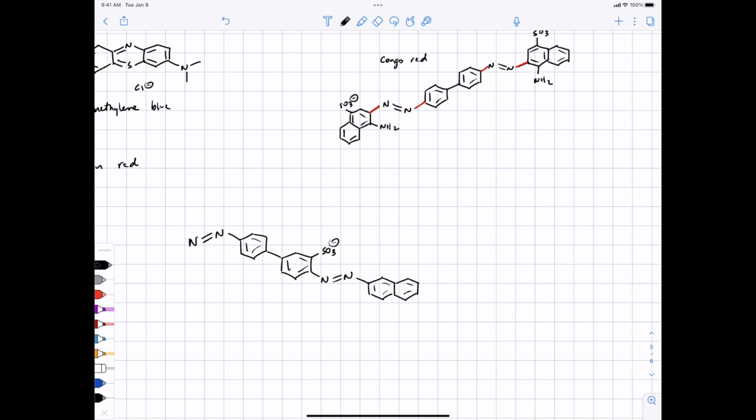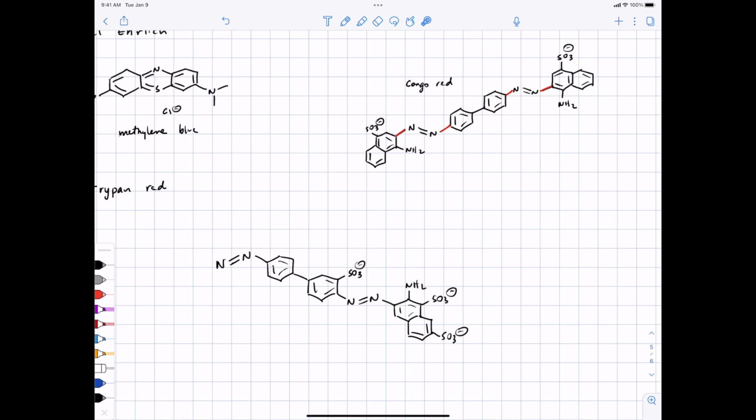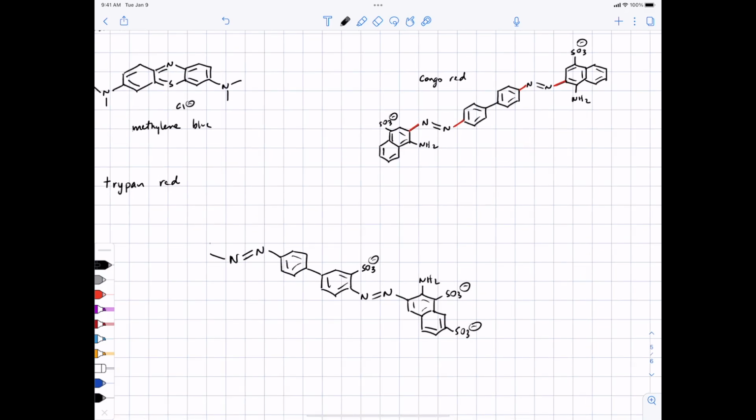I got that wrong, didn't I? Okay, so you can see that now they've put the amino group here instead of here, and they put an extra sulfate group on the naphthalene ring. Same thing over on this side.